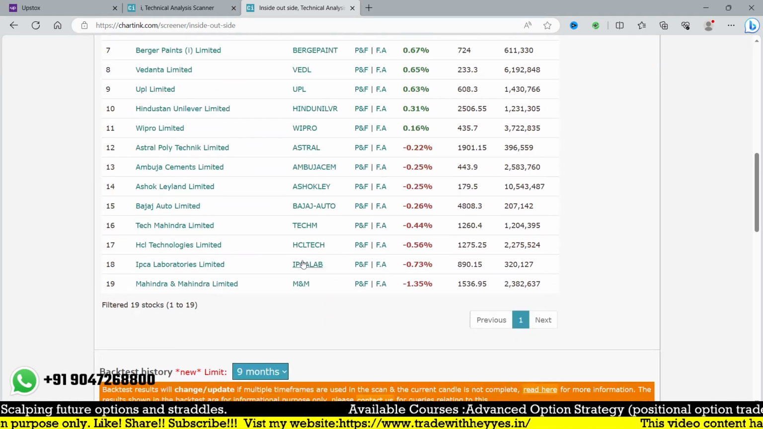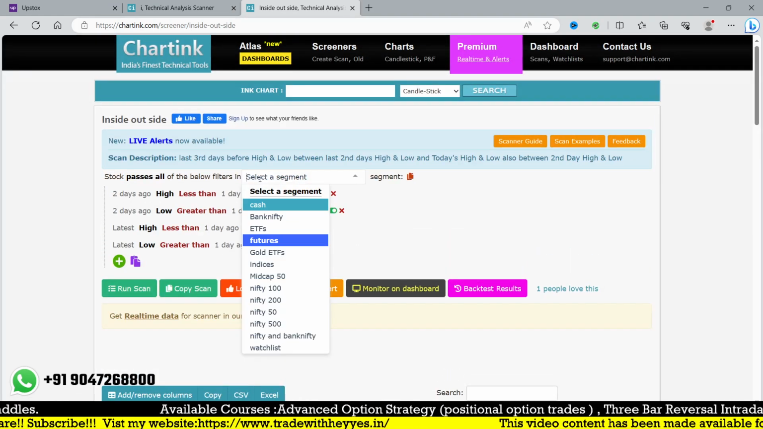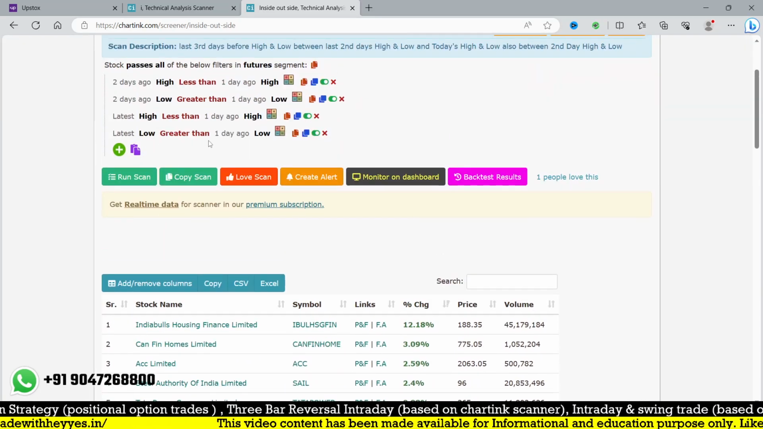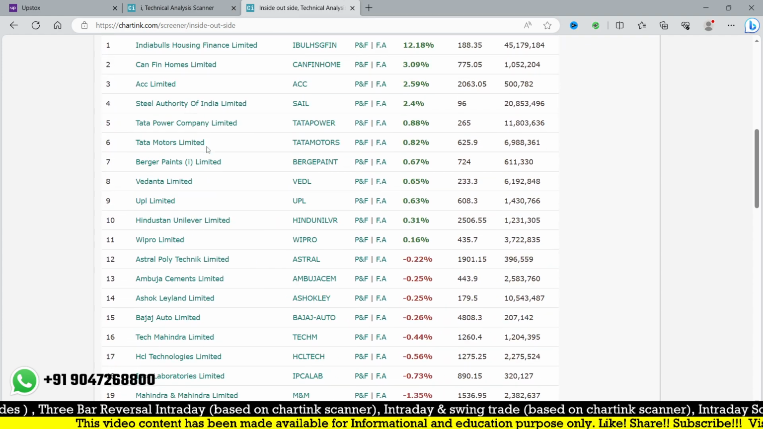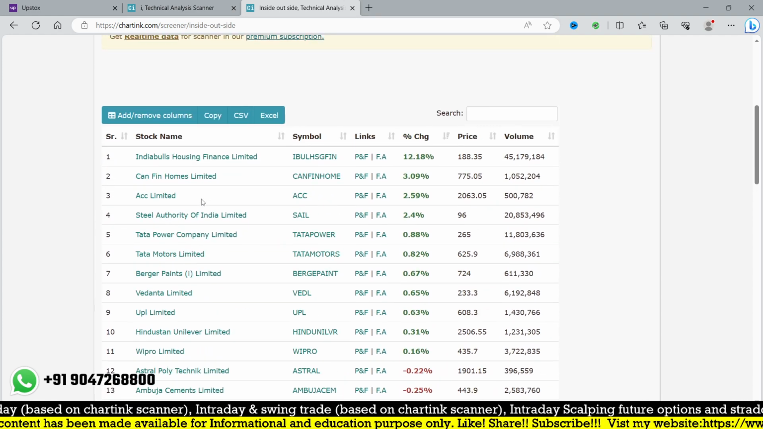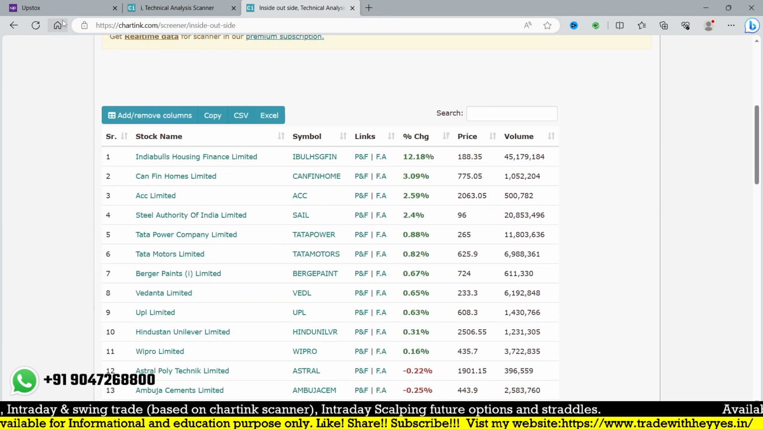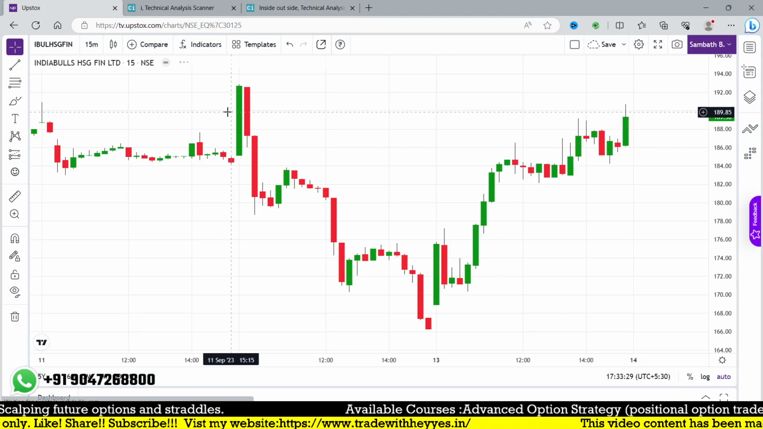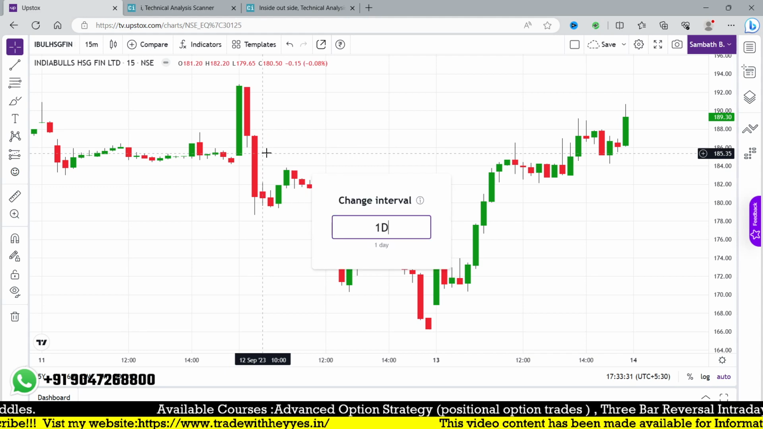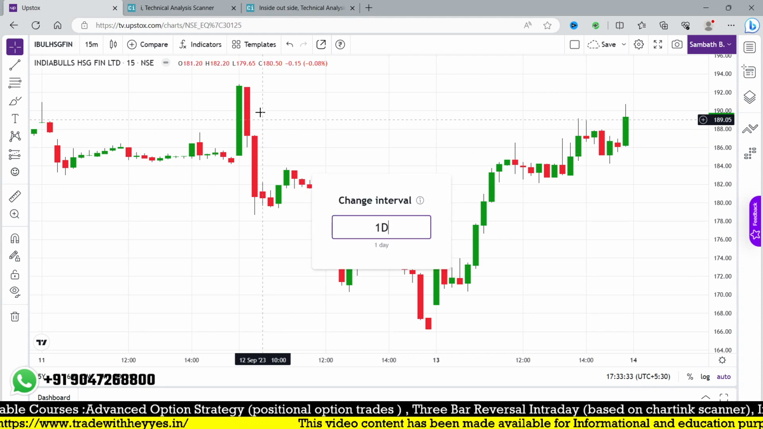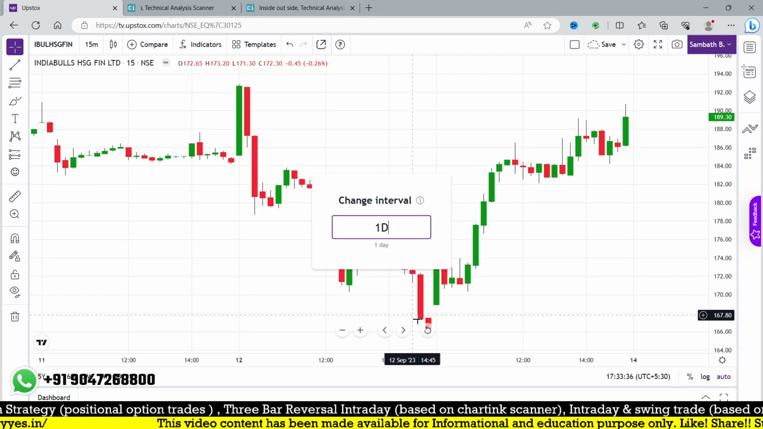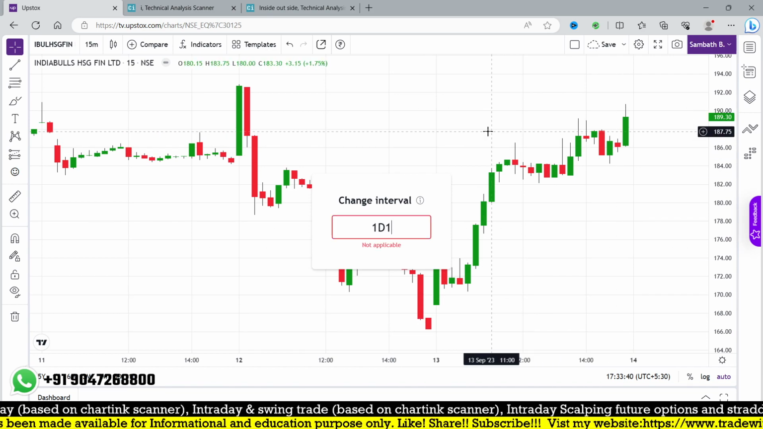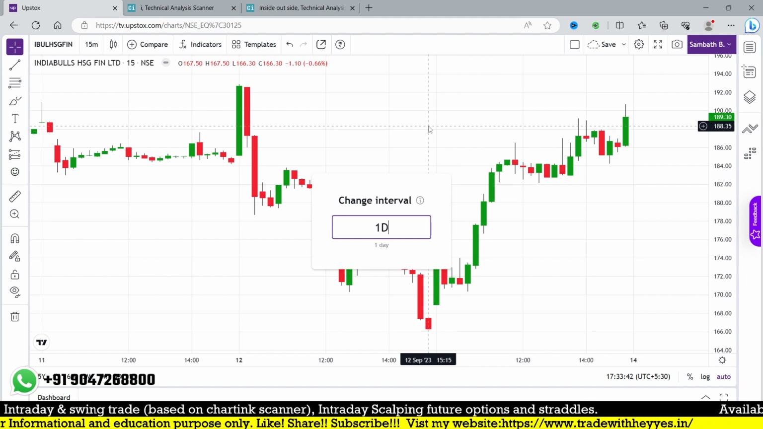Okay, so I will also filter a lot of stocks. Let me go for futures only. Okay, so maybe if I'm using latest low greater than 1 day ago low, let me check this. I think today it gave Canfin Homes. So let me go for it. Yeah, yesterday was a big drop and now it has recovered back. So look at this, yesterday it was 192 to 160 and from 160 to 190. Such a big move.